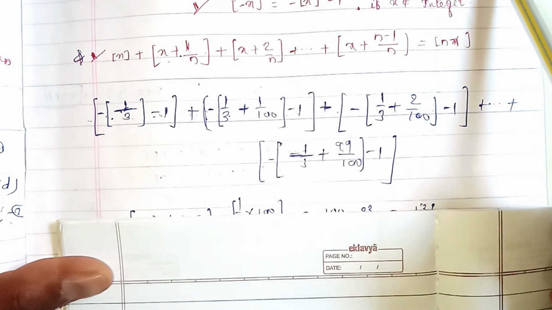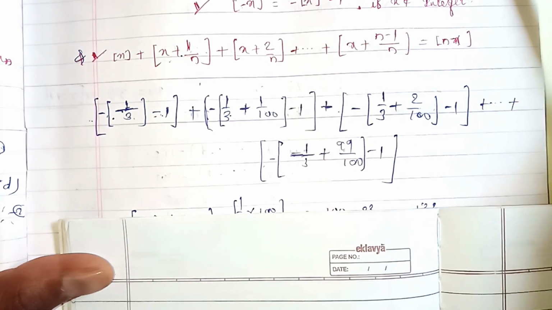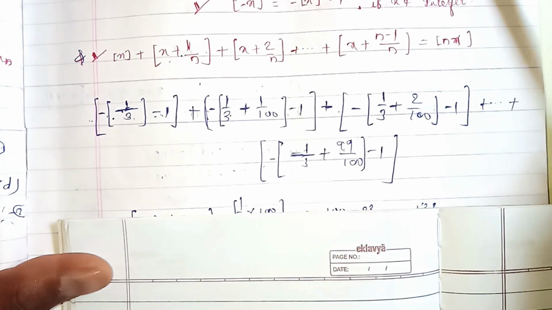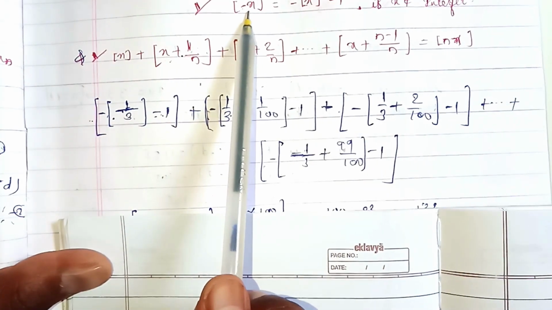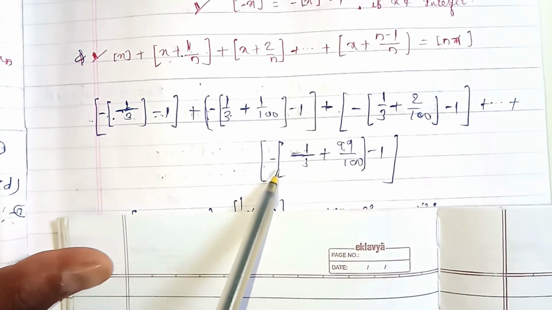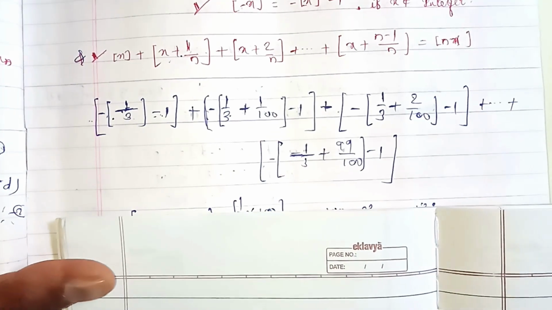So negative 1 by 3 minus negative of 99 by 100, we write by taking the negative sign common, okay? So negative of 1 by 3, negative of 99 by 100, when the negative sign is common under the bracket, 1 by 3 plus 99 by 100, and compare it here. So the greatest integer function of negative of 1 by 3 plus 99 by 100 is negative of 1 by 3 plus 99 by 100 minus 1, it is here, okay?